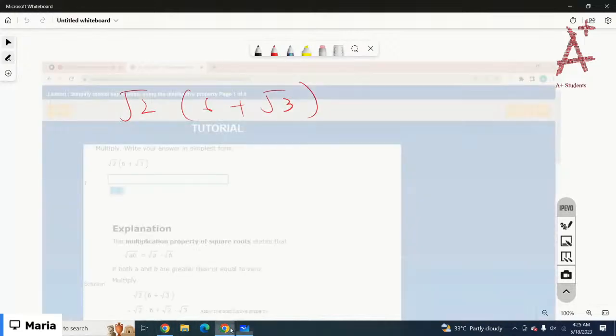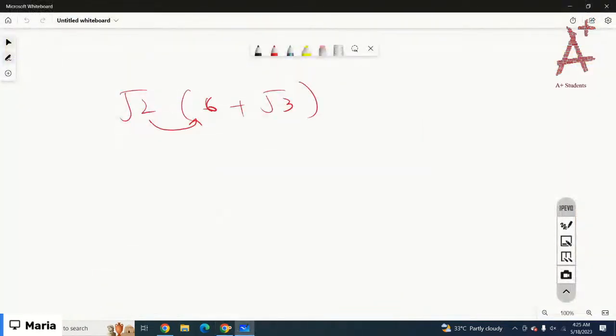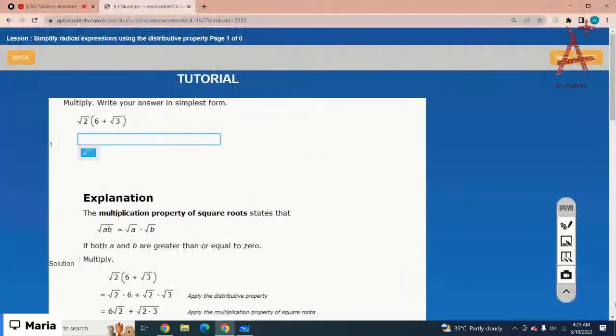You have to multiply square root 2 times 6 and square root 2 times 3. It would be 6 square root 2, plus square root 2 times square root 3, which is square root 6. So this is the correct option, 6 square root 2 plus square root 6. That is the answer of this question. Got it?